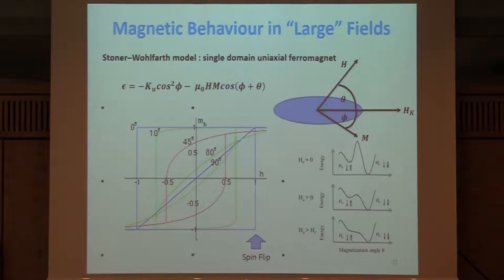This is a slide I showed. A 1D model of a ferromagnet with just uniaxial anisotropy. Depending on whether you're perpendicular to the easy axis or parallel to the easy axis, you just see straight line behavior to saturation, or you ideally see a loop here with a spin flip transition from one direction to the other.